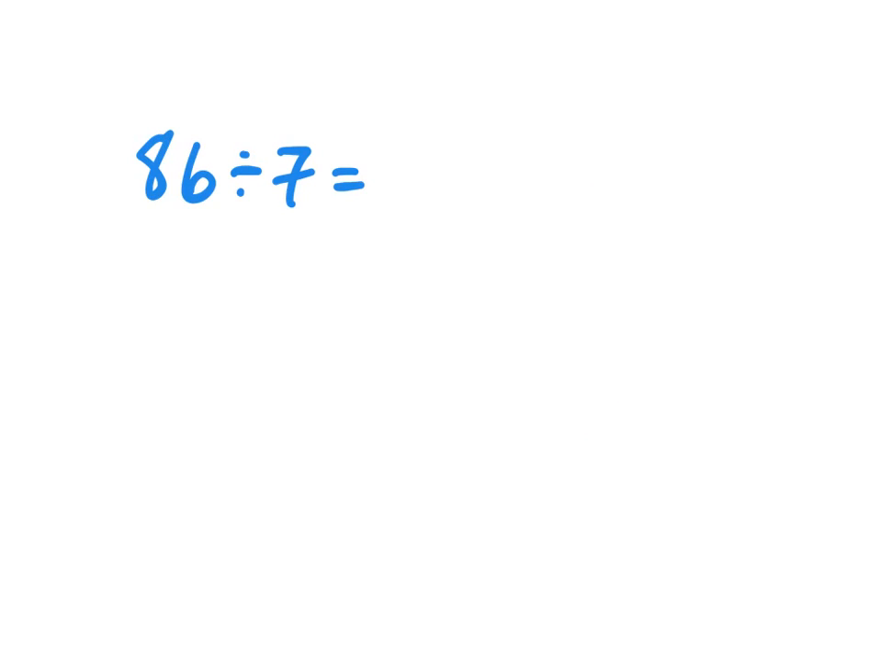Let's try another one, 86 divided by 7. If I were estimating, I know that 12 times 7 is 84, so I'm guessing somewhere in the 12-ish range. To set up the problem, the number being divided, 86, goes inside the house, and the number doing the dividing, 7, goes outside the house. All right, now I'm ready to divide.